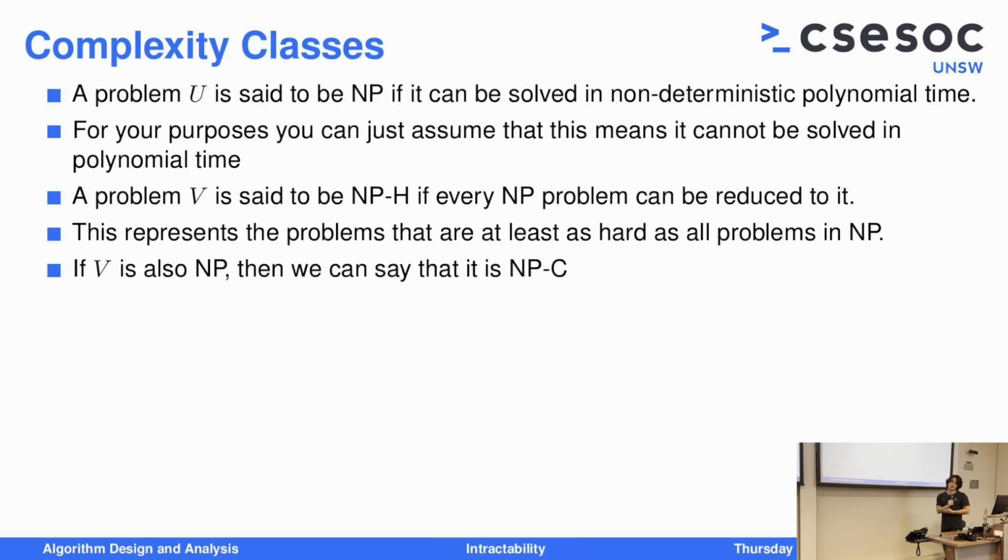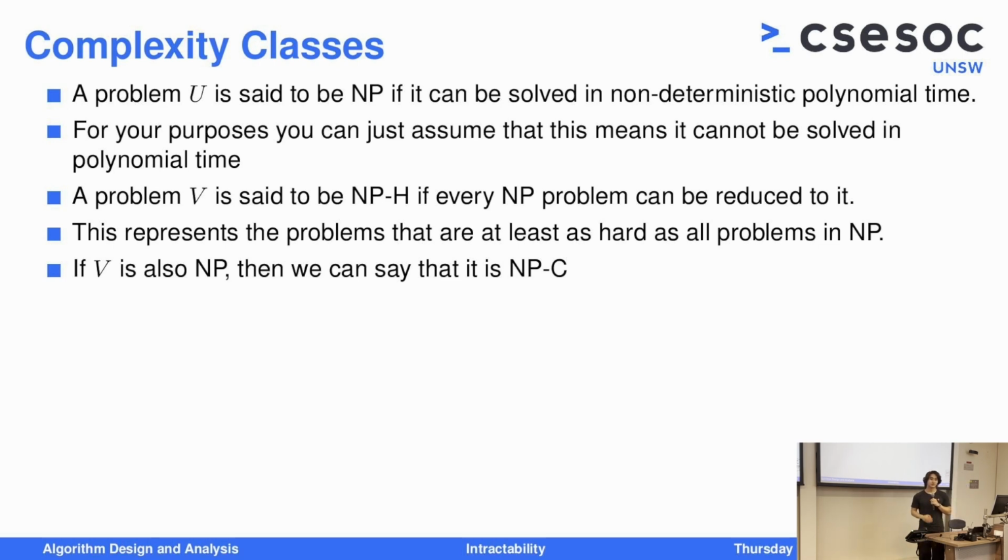We're going to start off with some theory here. This will be relevant in your multiple choice and also in proving questions. So a problem U is said to be NP if it can be solved in non-deterministic polynomial time.